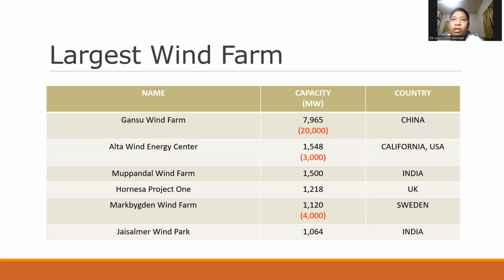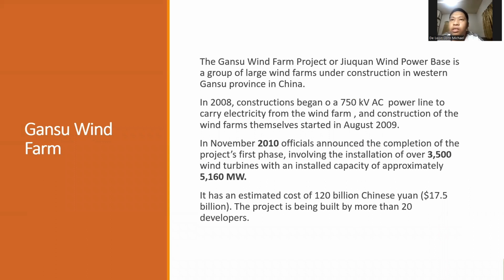Largest wind farm. Gansu Wind Farm, about 7,965 megawatts sa China. Alta Wind Energy Center sa California, USA. Mupandal Wind Farm sa India. Hornsea Project 1 sa UK. Markbygden Wind Farm sa Sweden. Jaisalmer Wind Park sa India ulit. Okay, next.